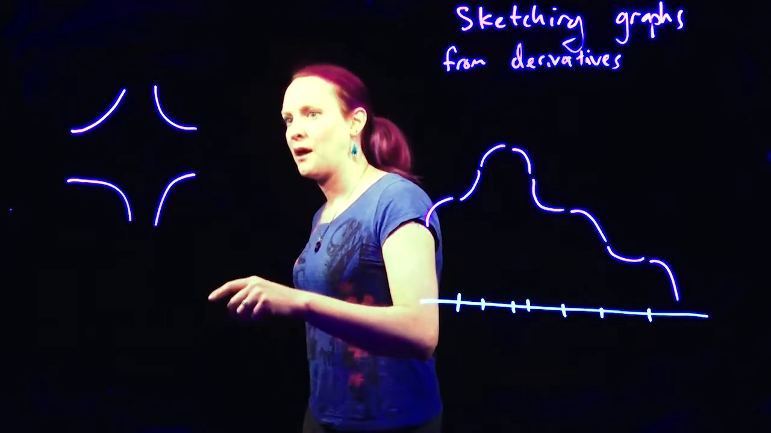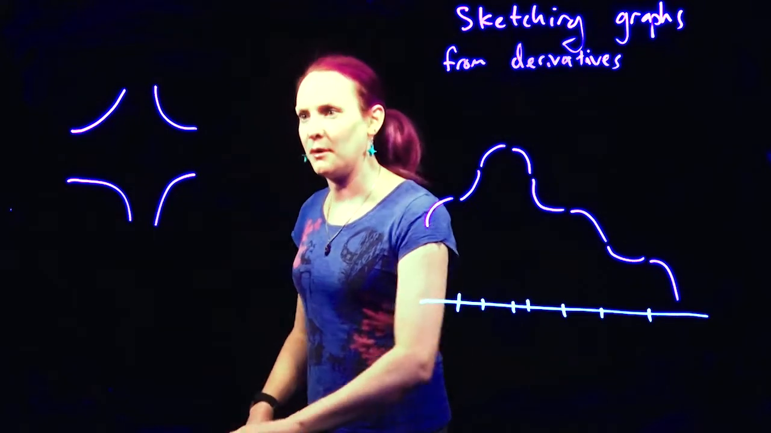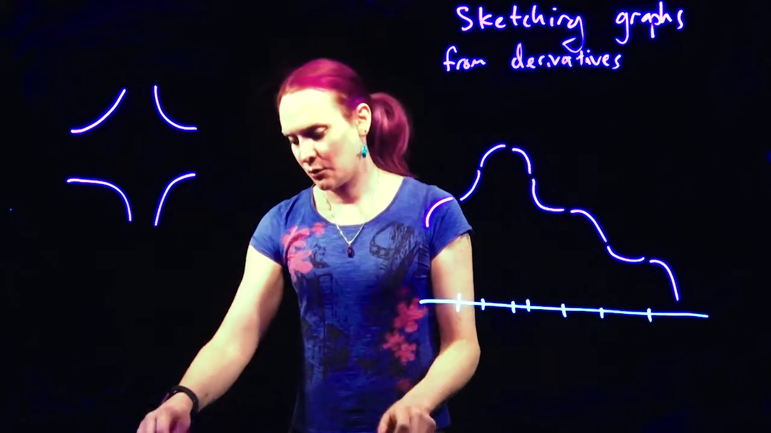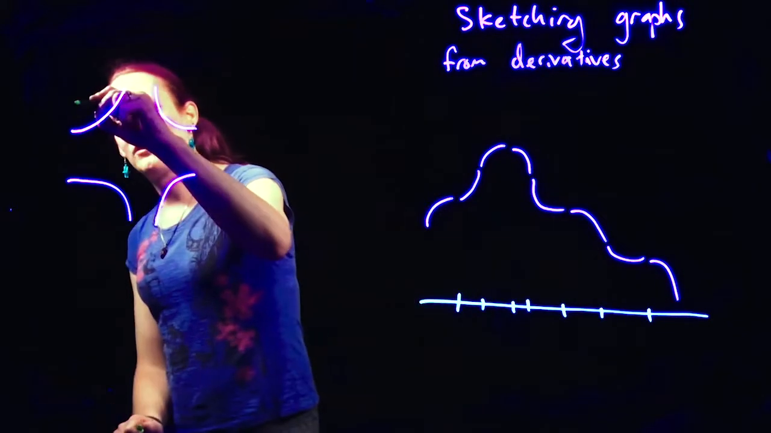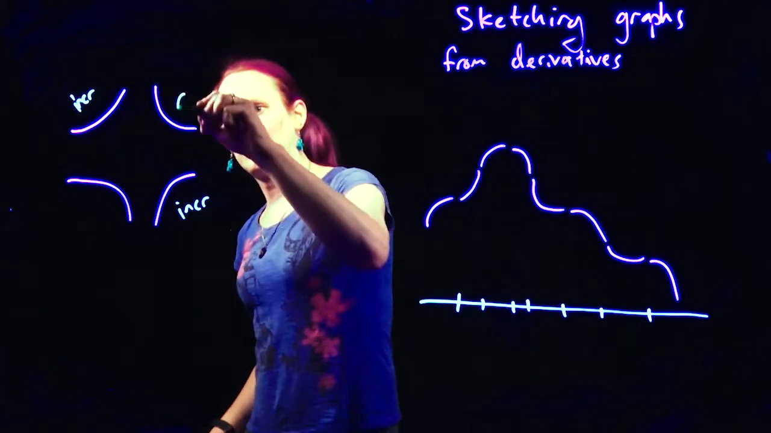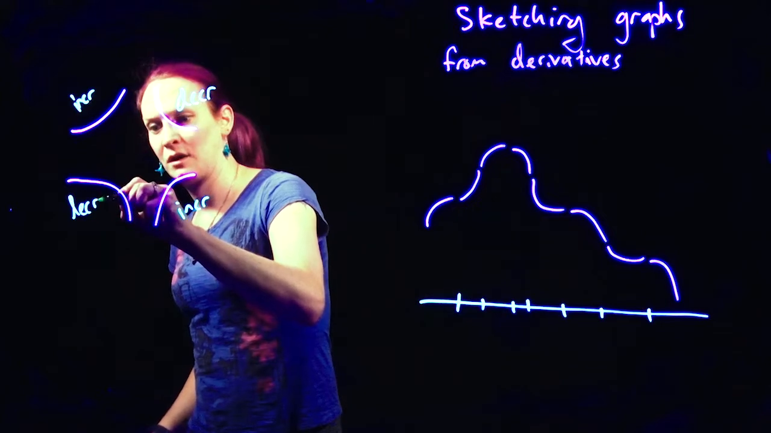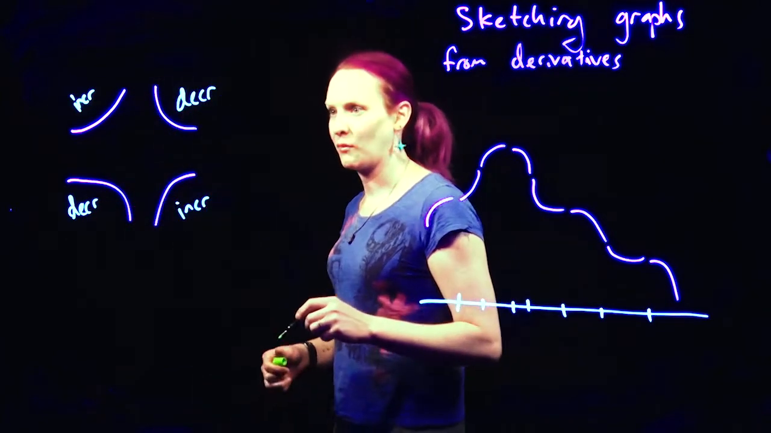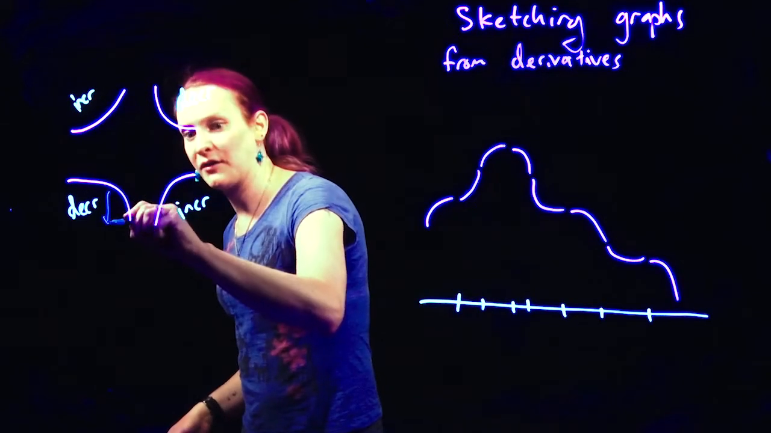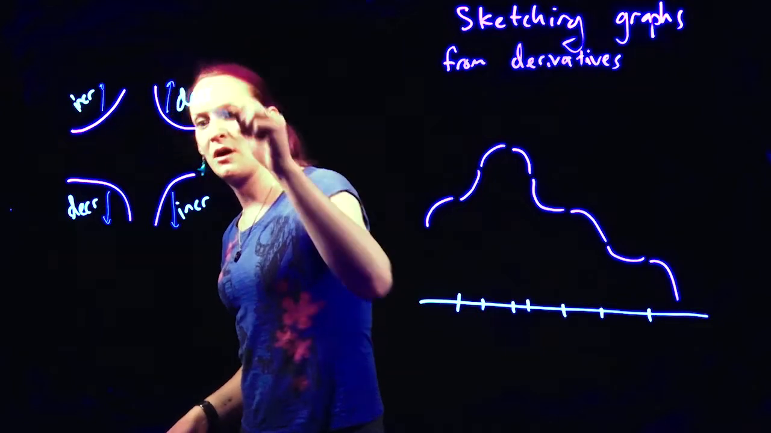So I would like you to note that this one right here is increasing. This one right here is increasing. This one right here is decreasing. And this one right here is decreasing. I want to also draw the concavity arrows on this. So that one's concave down, concave down, concave up, concave up.